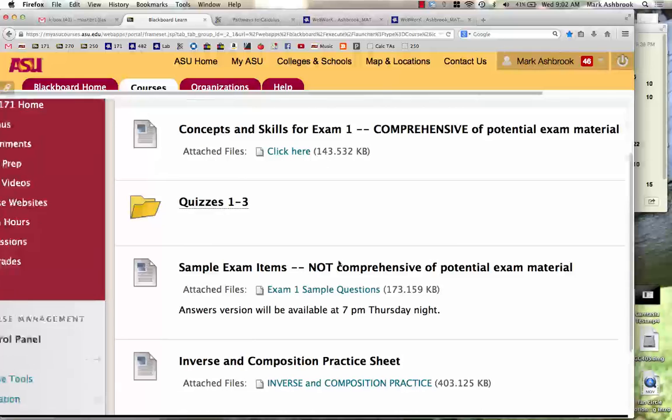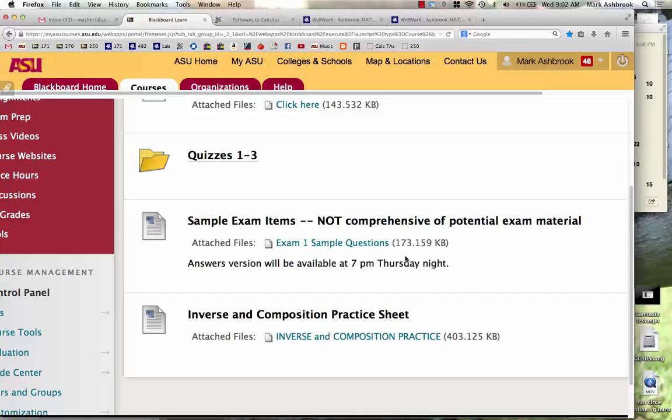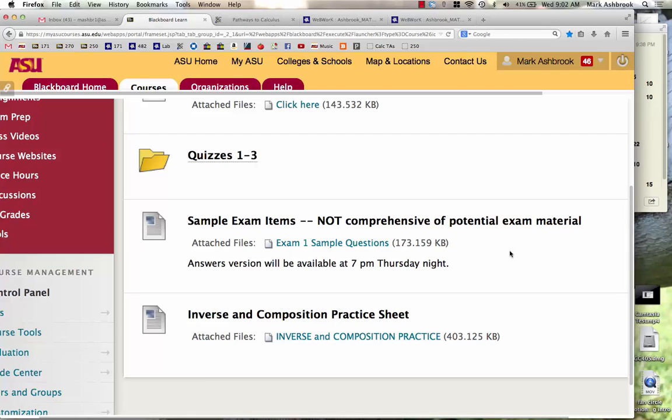And then some sample exam items. This is not comprehensive. It all pertains to the material we've covered, but it's not comprehensive of the material. It's just to give you a feel for what the exam is like, give you a little practice. And answer versions will come up tomorrow night at 7. Try to work on it before the answers come up, or if it's already after 7, don't look at the answers. Really try to work on it like it's the exam. Then once you've exhausted all your ability to do it, then look at the answers.